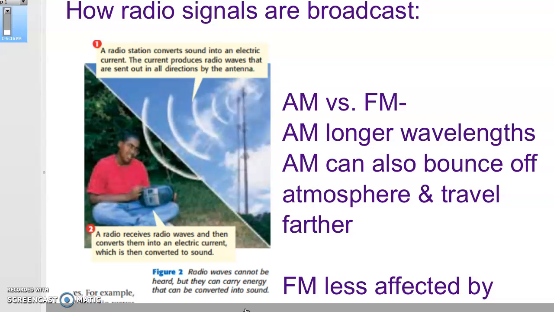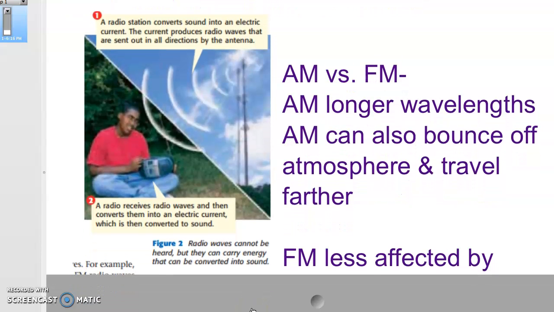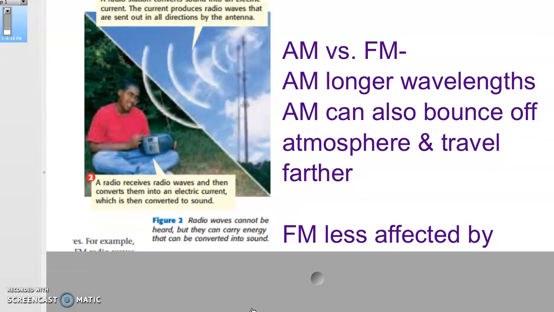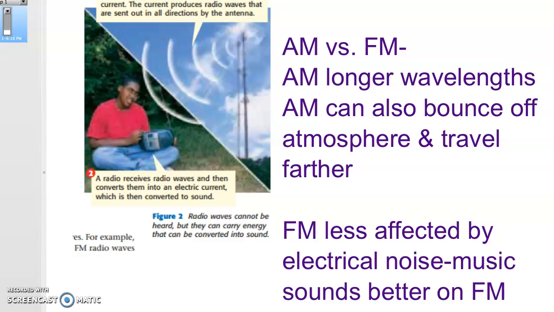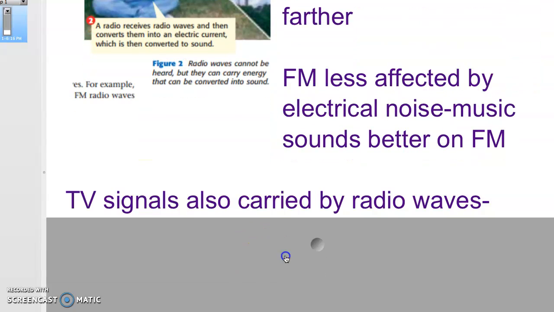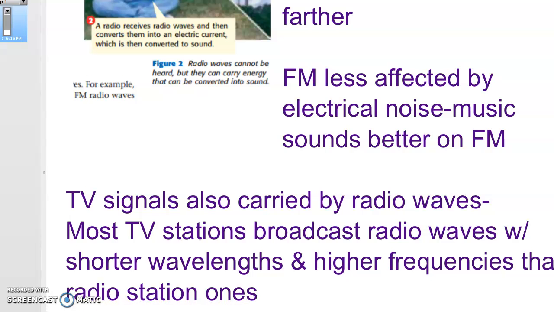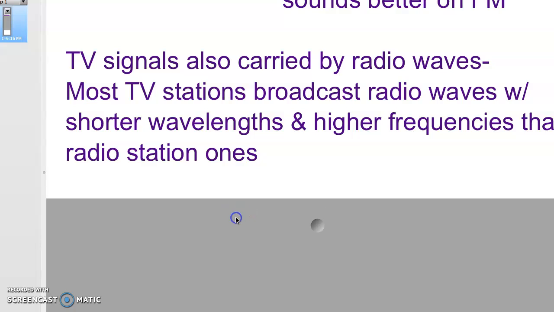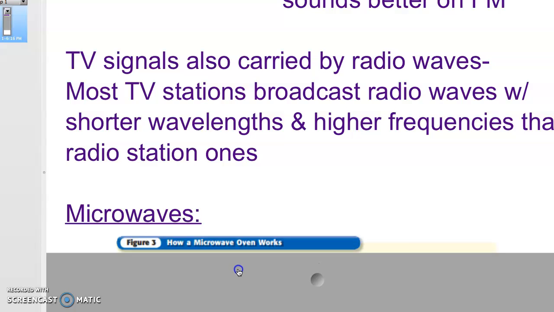So we have AM radio, which is kind of grainy at times, we say. It has longer wavelengths and it can bounce off the atmosphere and travel farther. So AM stations come in a kind of a wider amount of area or space. FM gets less affected by electrical noise, so it sounds a lot better. It's not as grainy. So that's kind of the difference, but they're different frequencies. TV signals are also carried by radio waves. So we tune into a specific television station, and that's a specific frequency, right? So most TV stations are using radio waves, but they have shorter wavelengths and higher frequency than what a radio station would be using. Now we have to talk about microwaves.